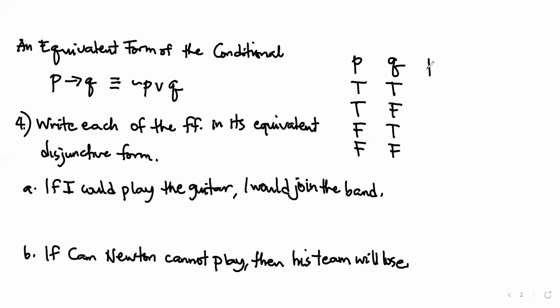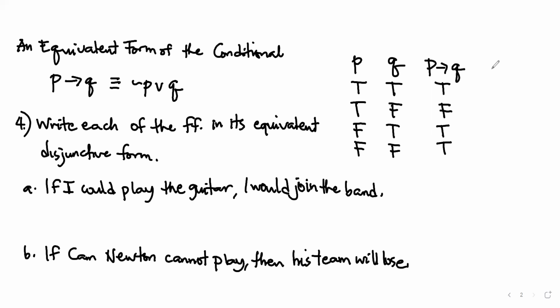So let's find P implies Q. The conclusion will be false only if the consequent is false. True implies true, that is true. True implies false, it's false. False implies true, that is true. False implies false, that is true.